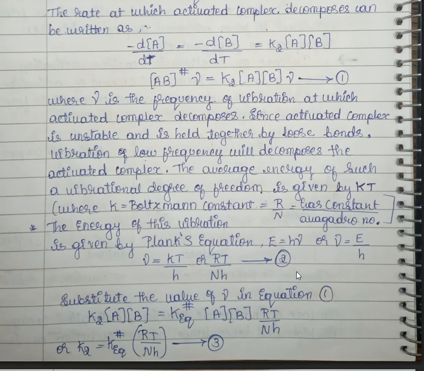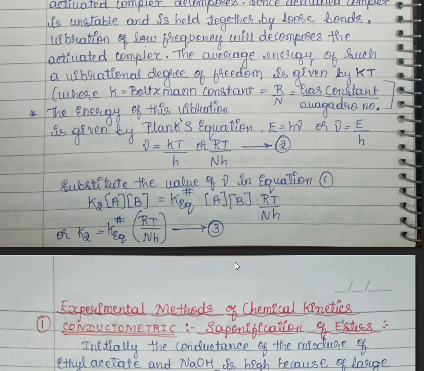We are also applying Planck's equation, that is E is equal to h mu. E is the energy, h is Planck's constant, and mu is the frequency. So mu is equal to E divided by h. E is kT, so we can write mu is equal to kT divided by h, or RT divided by Nh. Substituting equation 2 in 1, we get the final equation k2 is equal to k equilibrium into RT divided by Nh, where R is the gas constant, T is temperature, N is Avogadro number, and h is Planck's constant.